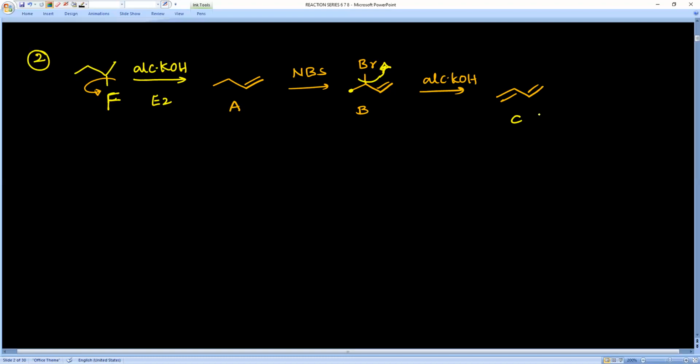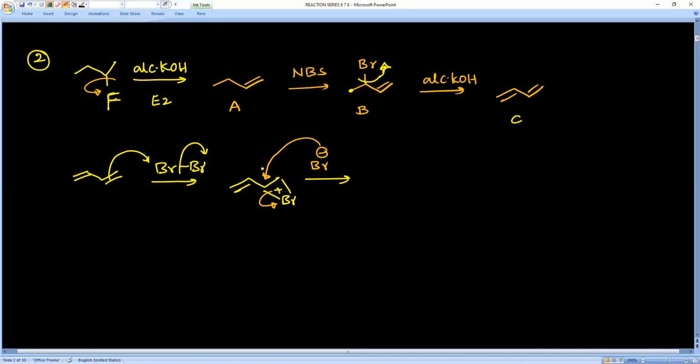Now the question is, this is 1,3-butadiene. Now it is treated with bromine. What will happen? It converts into a halonium intermediate. Now what will happen? This bromine-carbon bond gets dissociated. Br minus can attack on this carbon. This is 1,2 addition. Now the pi bond can participate in resonance, and Br minus can attack on this carbon.